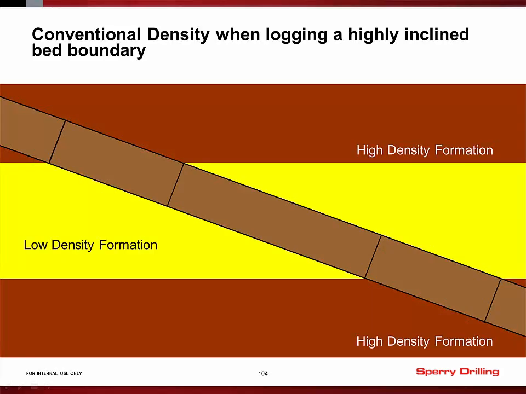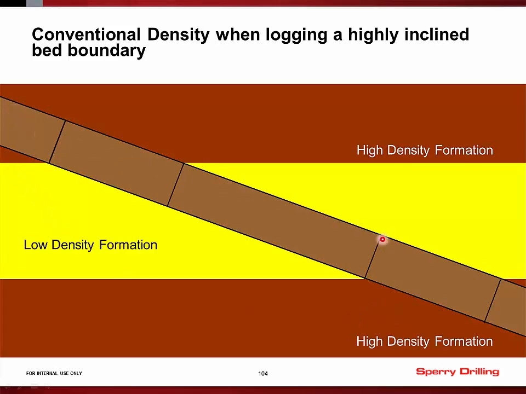So let's look at how the three different types of density that we have, the conventional, the rapid sample, and the azimuthal, how they each respond to a situation where we're crossing a boundary, because this is quite important and can make a big difference when we're evaluating a reservoir. The picture shows a situation where we have a high density formation on the top, a low density in the middle, and a high density on the bottom.